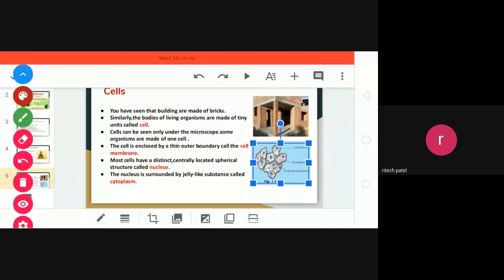If you observe the cell structure, the thin layer like a boundary, like a black colored boundary, is called the cell membrane. And if you observe the cell, there is a central part that looks like a spherical shape. That spherical part is called the nucleus. It is located in the center of the cell.